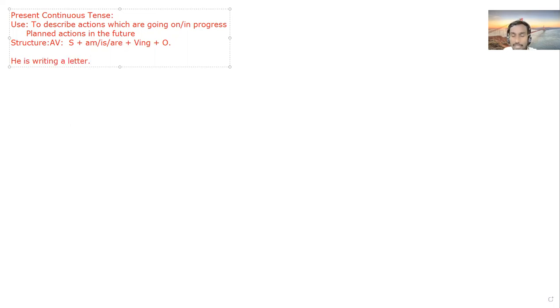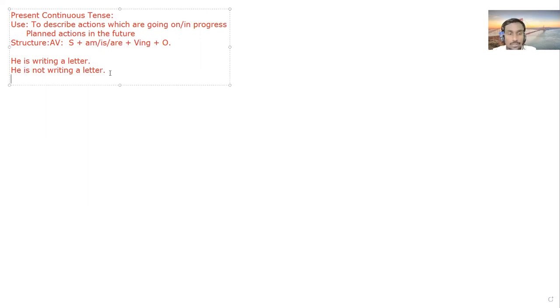So let's make it negative. You'll tell me how to make it negative. This is affirmative. We are making it negative: he is not writing a letter. That's right. So what we just did is add not. How to add not? With the helping verb. What is the helping verb? Is. You can say isn't or is not. Both mean the same.